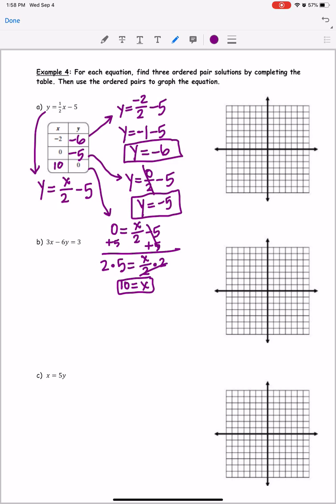So now graph them. So my first one, -2, -6. So from the origin, we're going -2, remember, over side to side. So from the origin, 1, 2 in the negative direction, the -6. So down 1, 2, 3, 4, 5, 6. Okay, so now let's graph 0, -5. So from the origin, we're going over side to side 0, and then down 1, 2, 3, 4, 5.